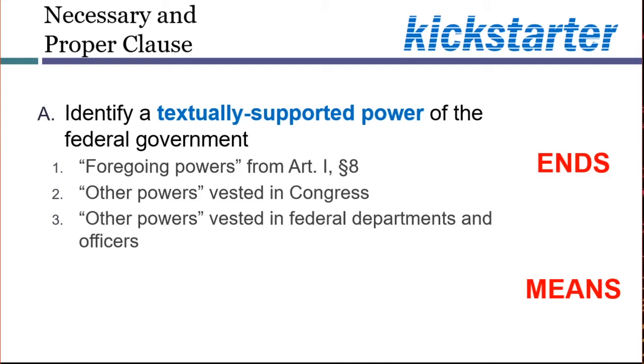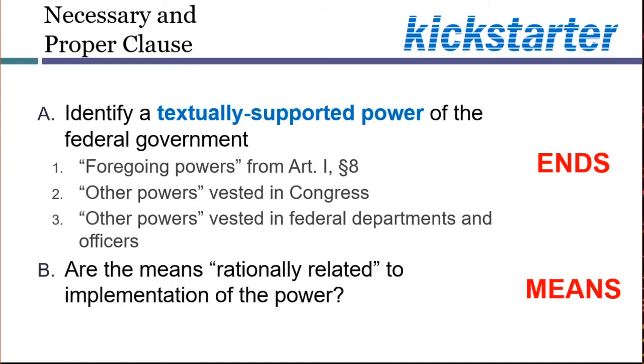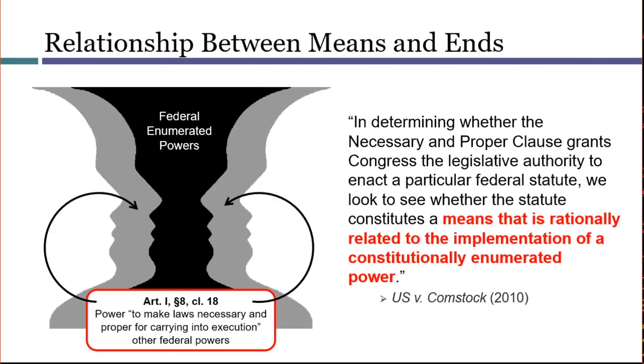With the ends identified, our next question is to determine whether the law is necessary and proper to carry that power into execution. Centuries of case law indicate that the courts should be pretty deferential to Congress when making that judgment. So all that's needed is some rational relationship. The law doesn't have to have a perfect relationship to the underlying power, so long as it is not irrational or crazy. Here's a quote from a recent case indicating that only a rational relationship is needed. So now let's use this method to evaluate a few examples.